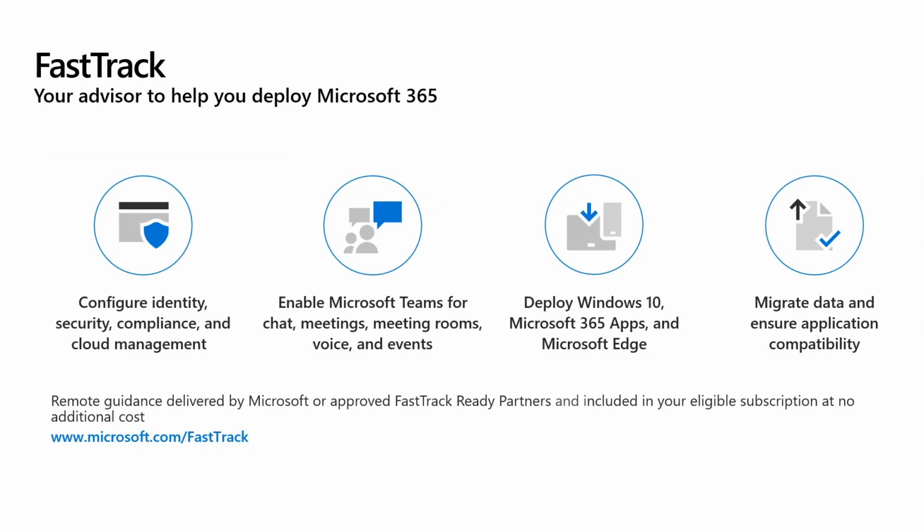Before we specifically talk about migrations, let's take a high-level look at the FastTrack benefit. FastTrack for Microsoft 365 helps organizations decrease time to value when deploying cloud solutions. Specifically, FastTrack can help you configure identity, device management, modern security, enable chat-based collaboration, meetings, voice, and live events with Microsoft Teams. Deploy Windows 10 productivity with Microsoft 365 apps and Microsoft Edge. Migrate email and data, plus ensure application compatibility with the App Assure service. FastTrack is an ongoing and repeatable benefit delivered by Microsoft engineers and approved FastTrack ready partners. It's included in your eligible subscription at no additional cost.